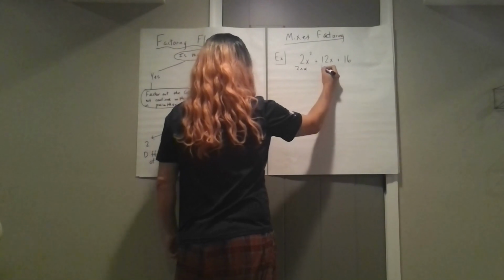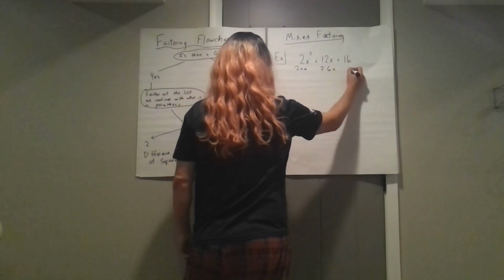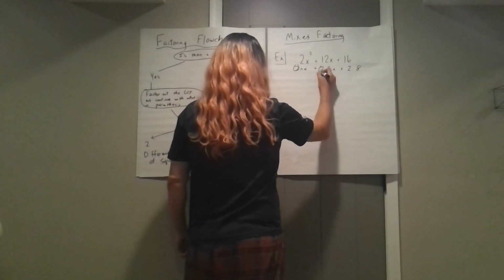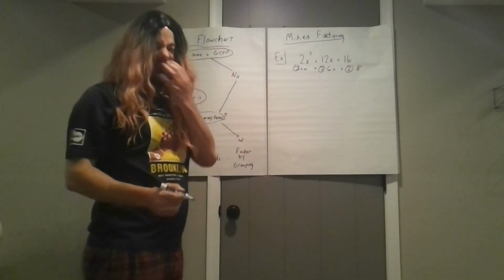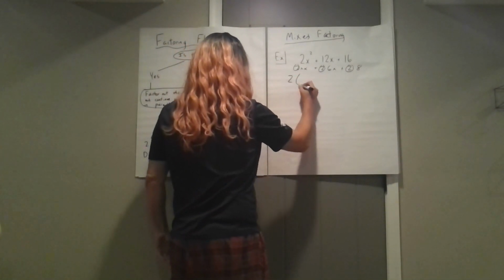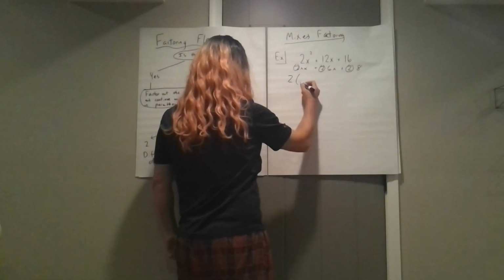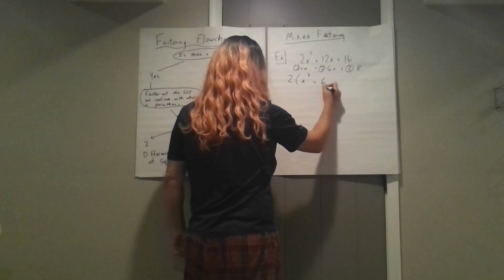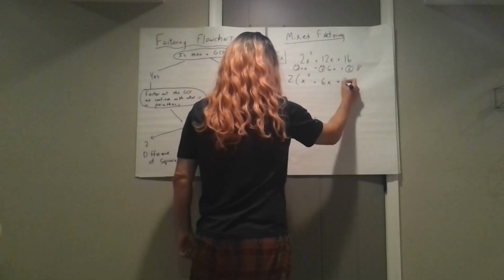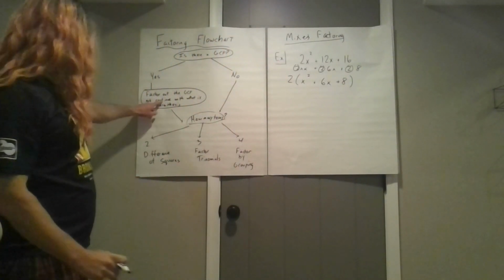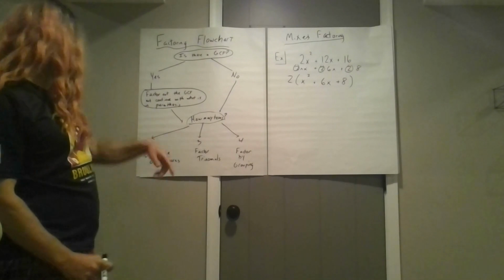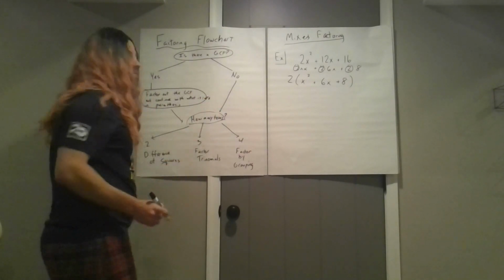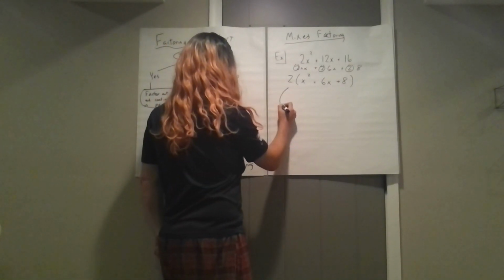This is 2 times x times x. This is 2 times 6 times x. And that's 2 times 8. So 2 is our GCF, and it goes to the front. What's left is what goes inside the parentheses: x squared, plus 6x, plus 8. So we factored out the GCF, and we're going to continue with what is left in the parentheses. This 2 is just going to hang out for later.